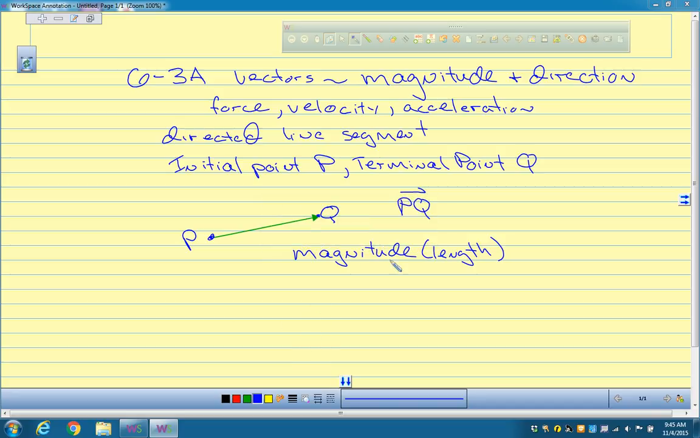So anyway, the magnitude is the length, okay? And the magnitude can be represented like this: PQ with a little arrow on top, and two bars. The magnitude is just like the Pythagorean distance formula. You take the x coordinates, x1 minus x2, and square them, right? The difference between x1 and x2. And it doesn't matter, in this case, whether you subtract x2 minus x1 or x1 minus x2.